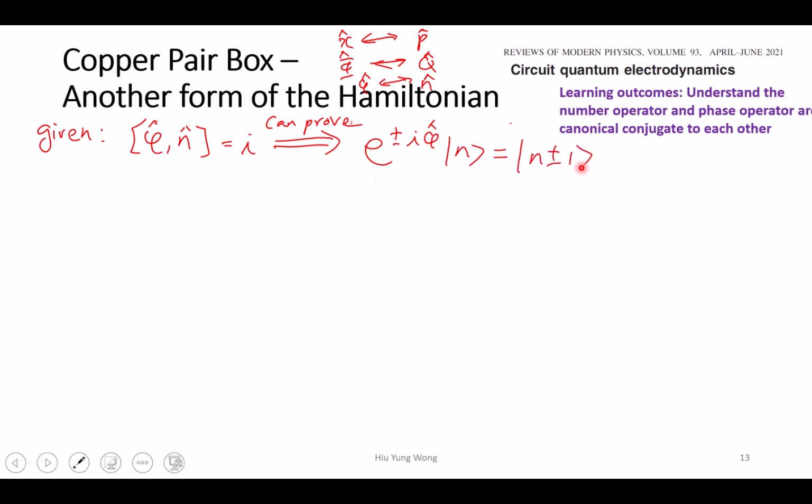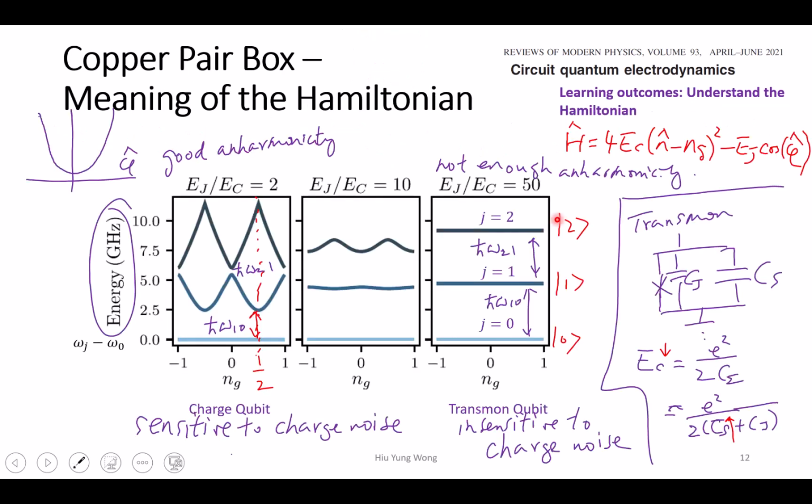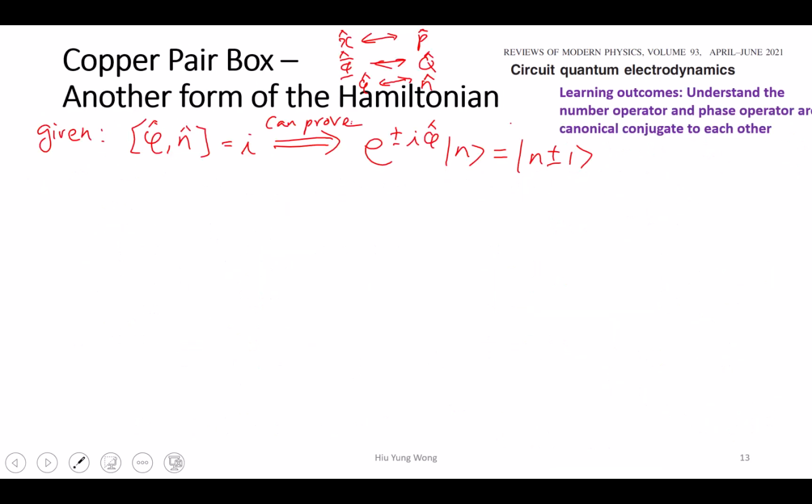So e to the power of i phi looks like a raising and lowering operator. Now, you can prove that, but why this is useful, let me show you later. So let's continue on the Hamiltonian. Where's the Hamiltonian again? H equals to this guy, okay?